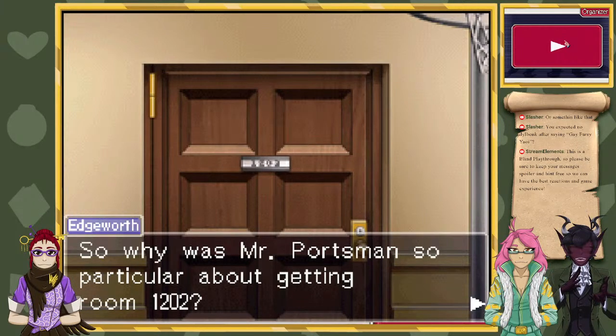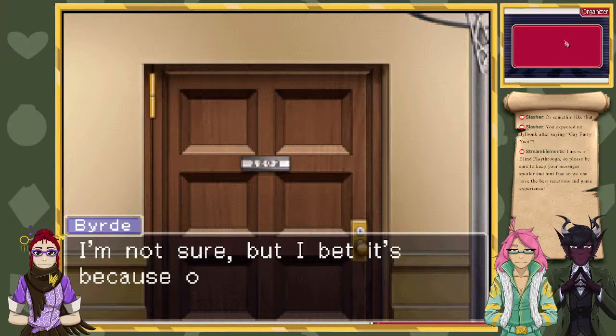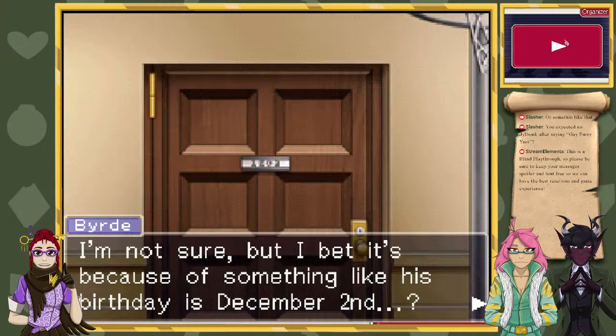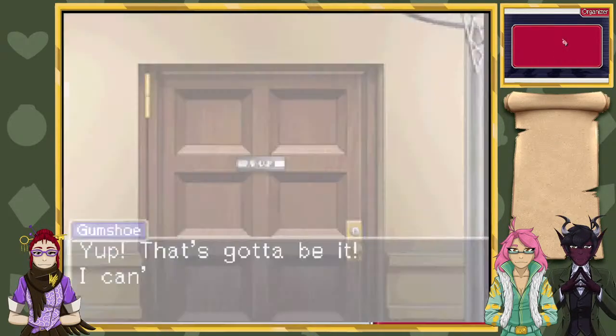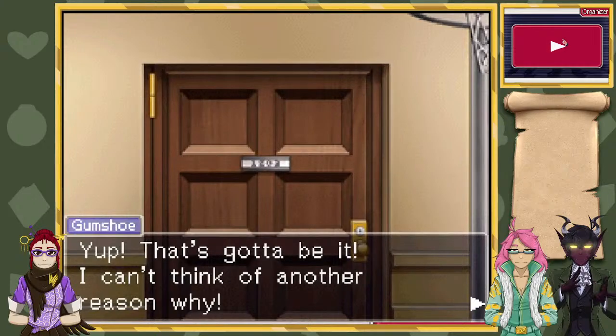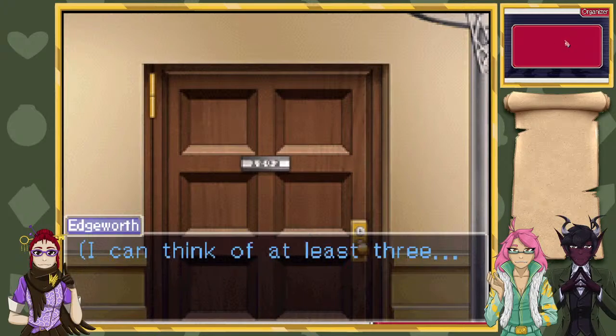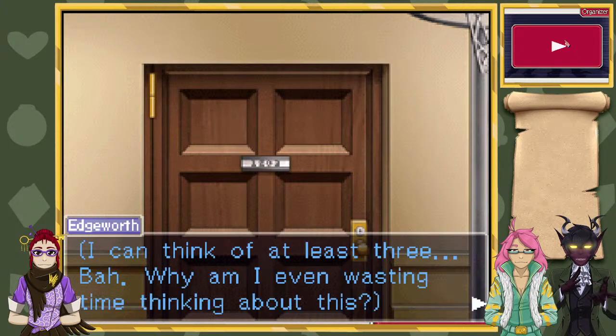So why was Mr. Portsman so particular about getting room 1202? I'm not sure, but I bet it's because of something like his birthday is December 2nd? Numerology, it would be 5. I don't know what 5 means. Yep, that's gotta be it. I can't think of another reason why. Yep, no other reason, Gumshoe. Yep. I can think of at least 3.